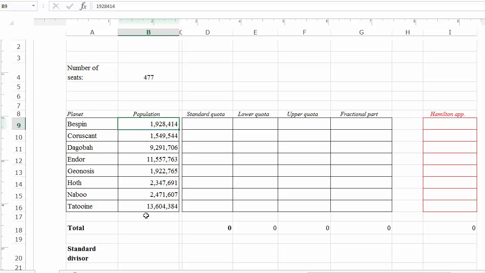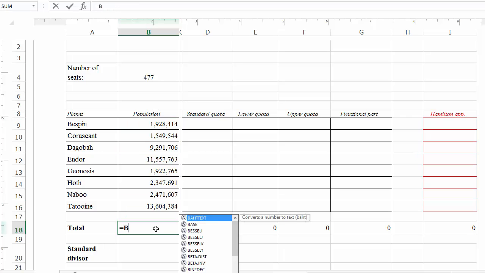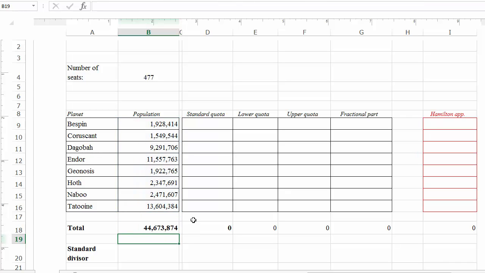So first we have to determine the total population of all the planets combined. So we're using an Excel spreadsheet here so we can do these calculations more quickly. But we would just take all the populations and add them all up. So we do that, and there's our total population.